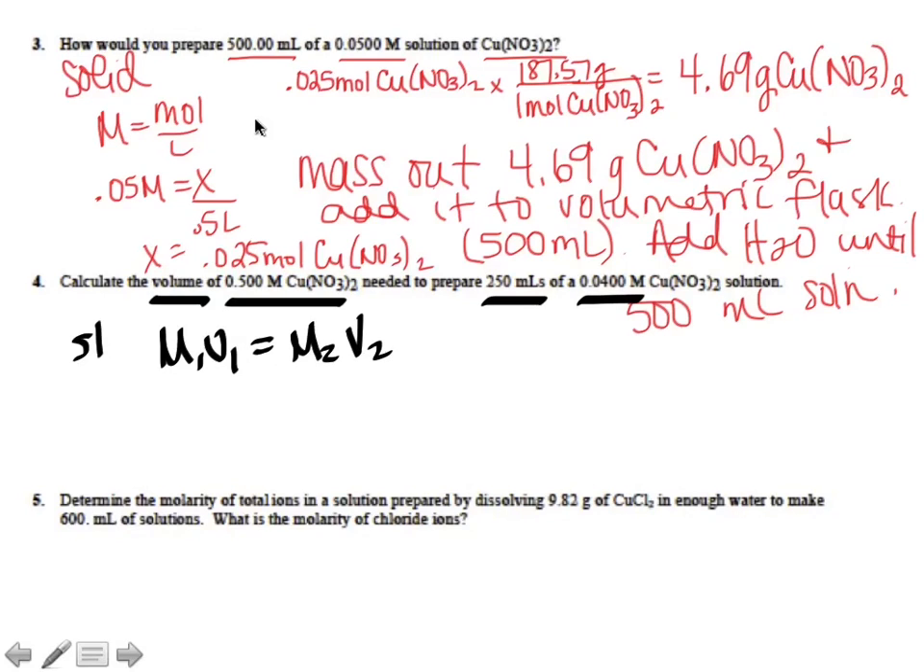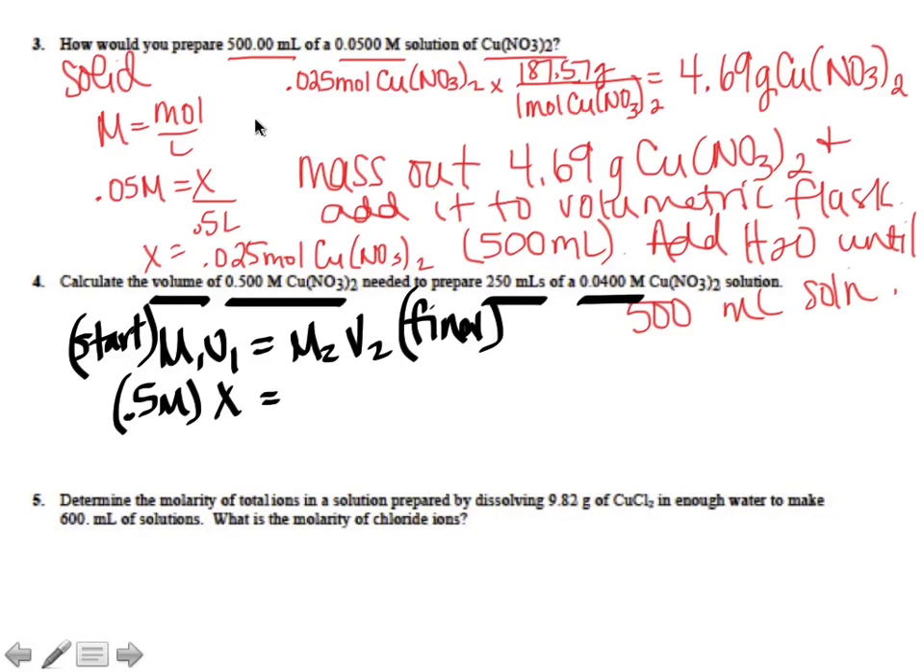So we have our start and we have our final. Our start, we're starting with a 0.5 molar solution. We don't know how much we need. We need to get to a 0.04 molar solution, and we need 250 milliliters of that solution. So how much do I need of my 0.5 solution?